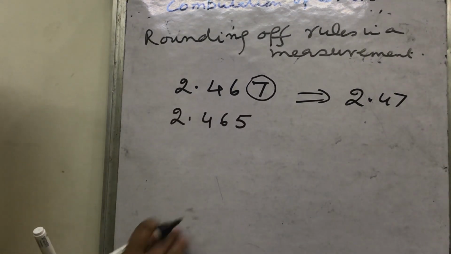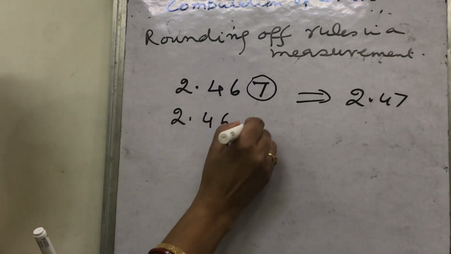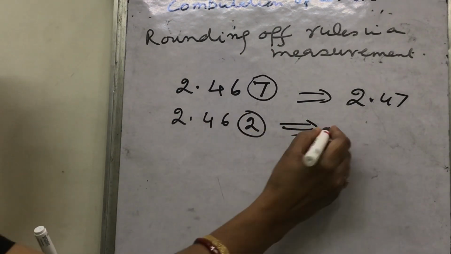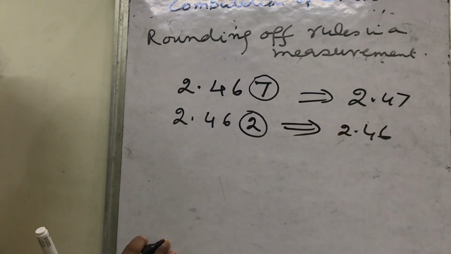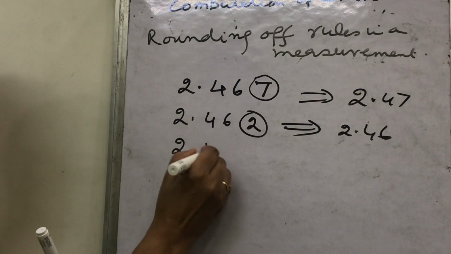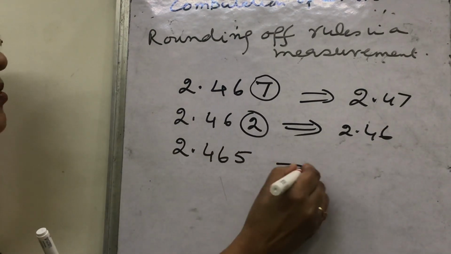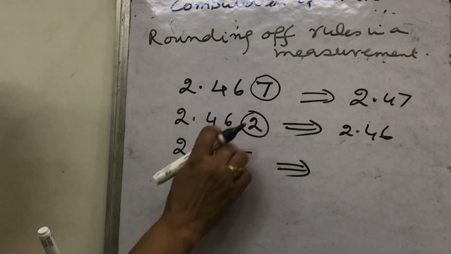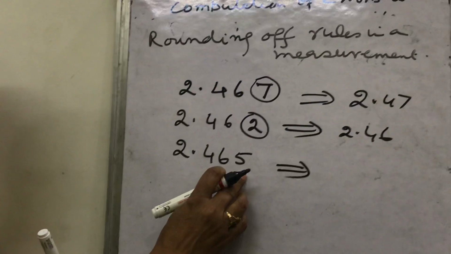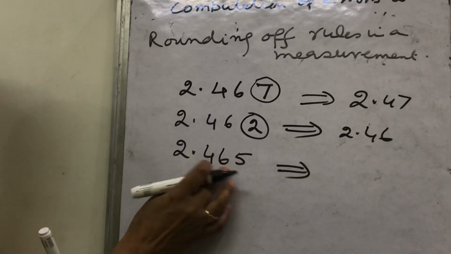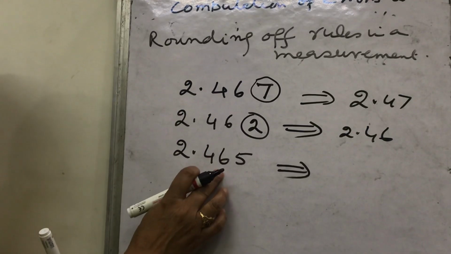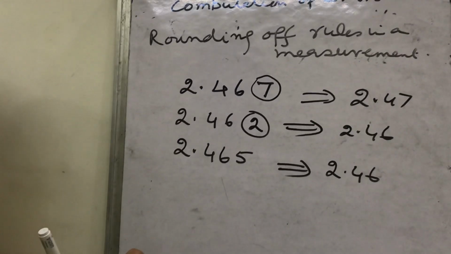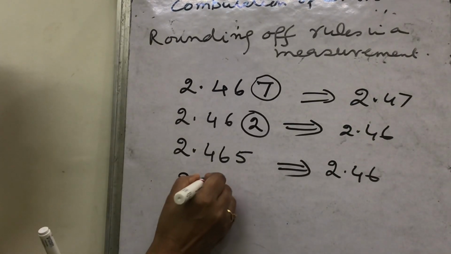If it is written 2.465, or suppose it is written 2.462, then if the digit is seen to be less than 5, it will be 2.46. Now again, if it is 2.465, what is seen is that if the digit to be eliminated is 5, then the preceding digit is observed. If it is even, then it is written as it is, no change. This is 2.46.